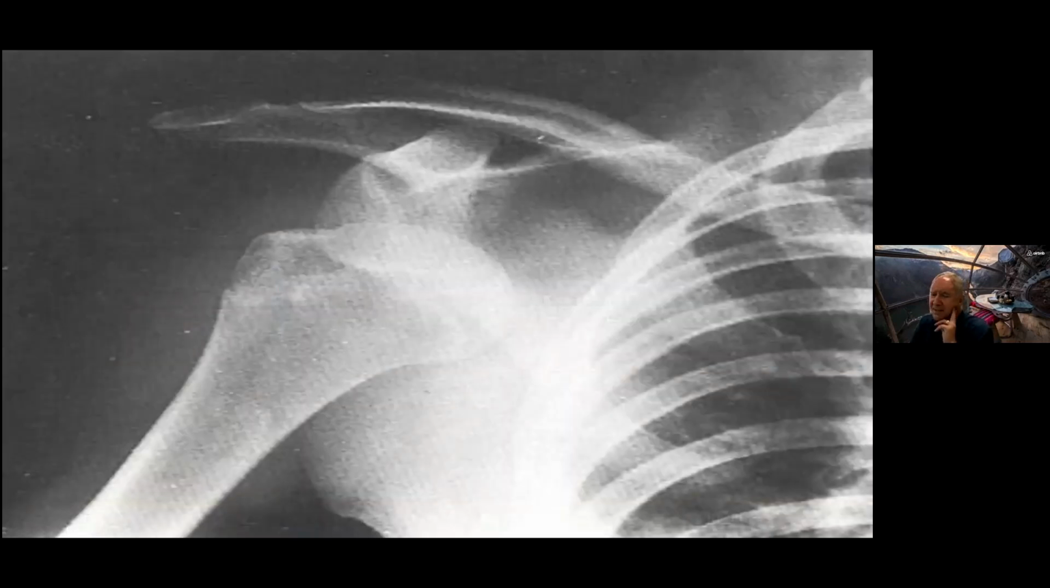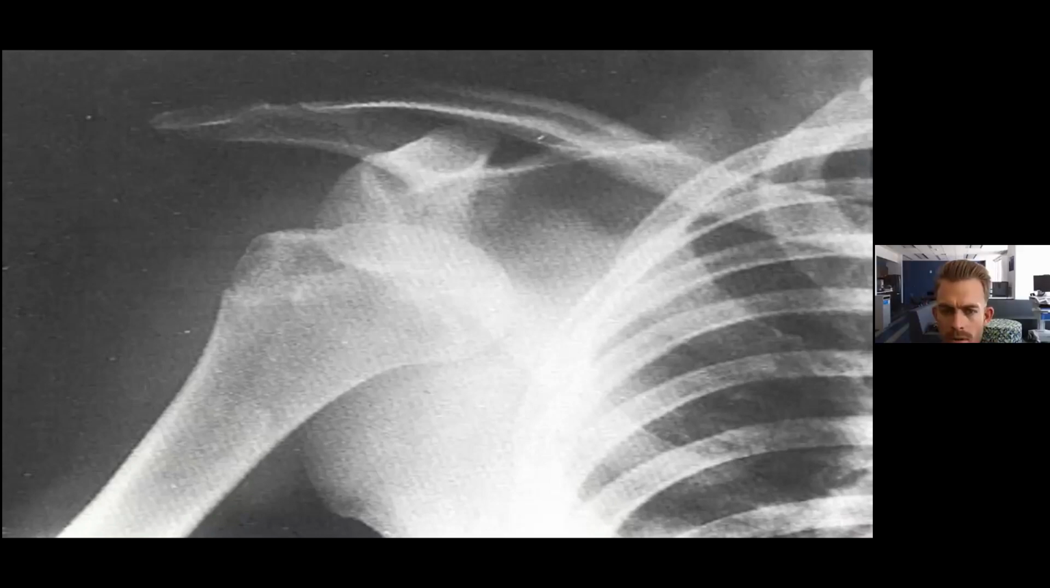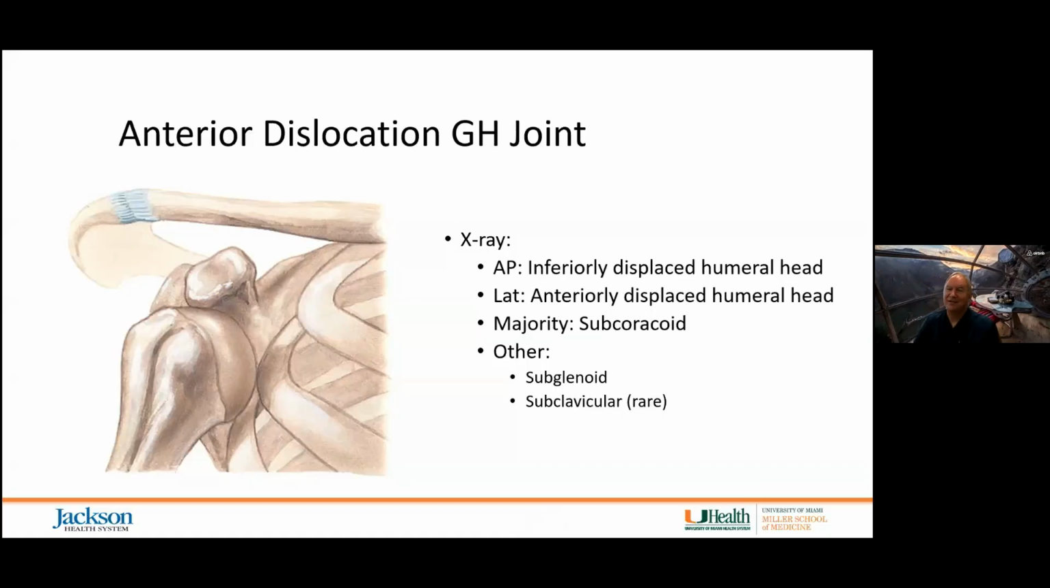So what do you see here? Again, open up your mics, feel free. I don't see a fracture this time. I see an inferiorly subluxed or dislocated shoulder. So dislocated, excellent. And I guess it's kind of hard to tell. If I gave you an axillary view, it would be a little more clear that this is an anterior glenohumeral dislocation. So on X-ray, you're going to have inferior displaced humeral head, as Dr. Acosta pointed out. From the lateral perspective, you're going to see an anteriorly displaced humeral head.